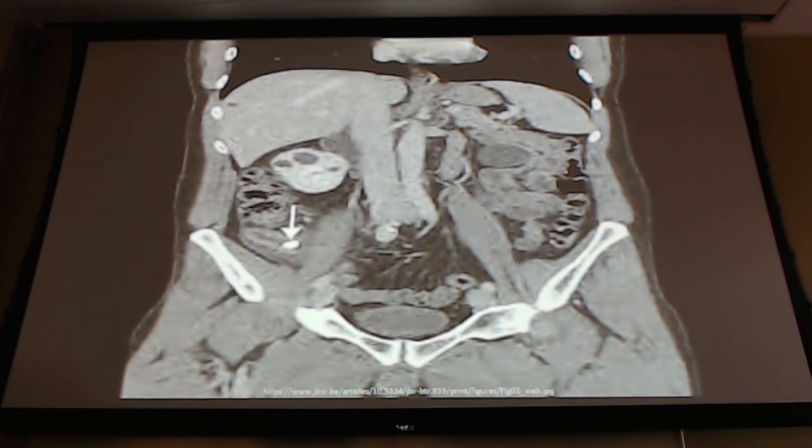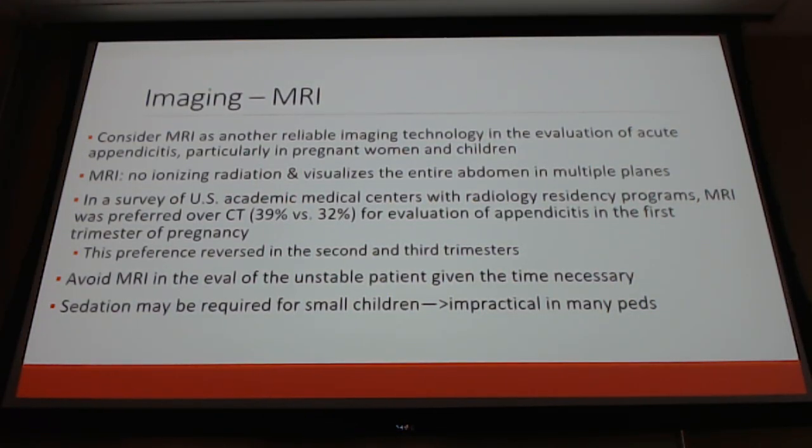So let's say we tried ultrasound, we tried CT scan, and we can't get anything figured out. There is a last-ditch effort, MRI. This is probably going to be done as an inpatient, but especially potential use in pregnant women and children. So no ionizing radiation, visualize the entire abdomen. I'll show you how that looks in a picture here.